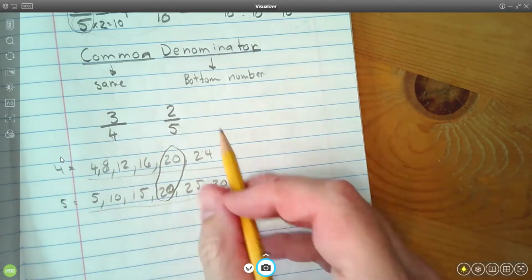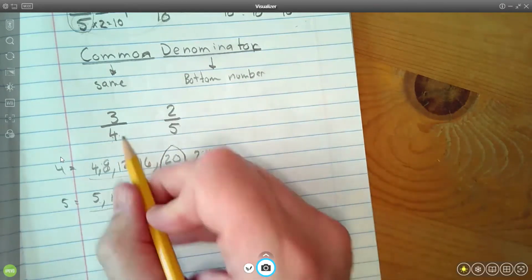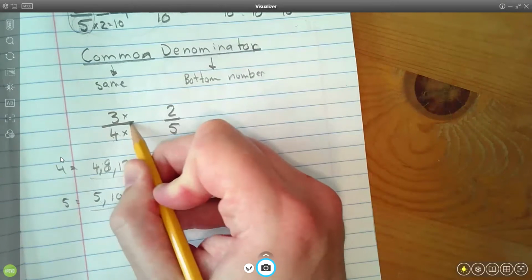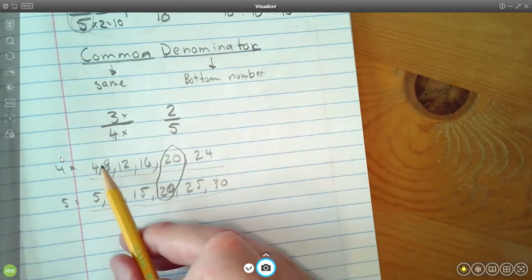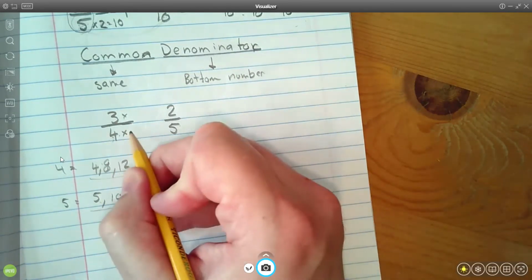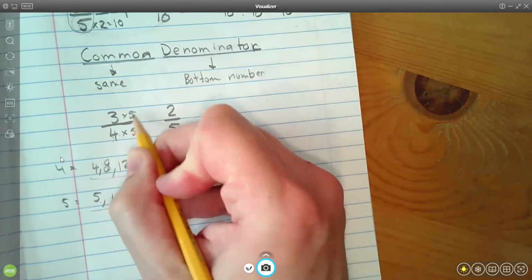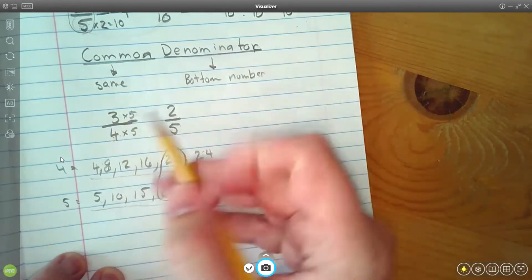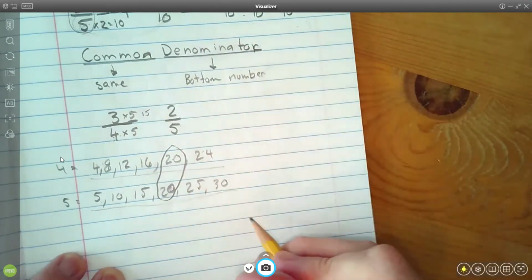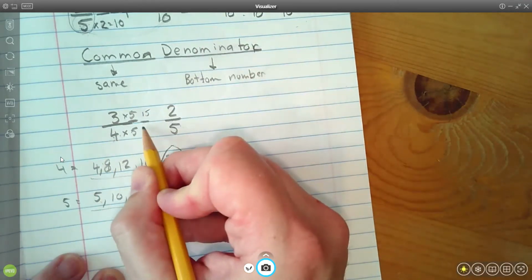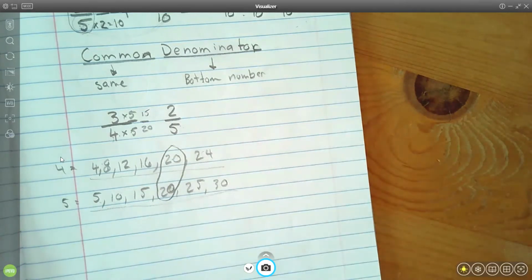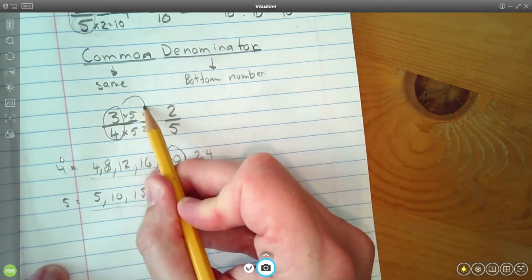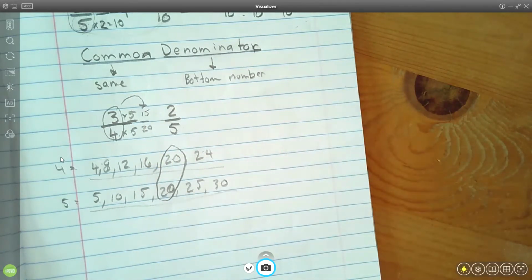So to turn a 4 into a 20, I need to multiply it by... 4 times what makes 20? 1, 2, 3, 4, 5. So the same to the top as the bottom. That's the rule. So 3 times 5, 15. 4 times 5, 20. So 3/4 is the same thing as 15/20.